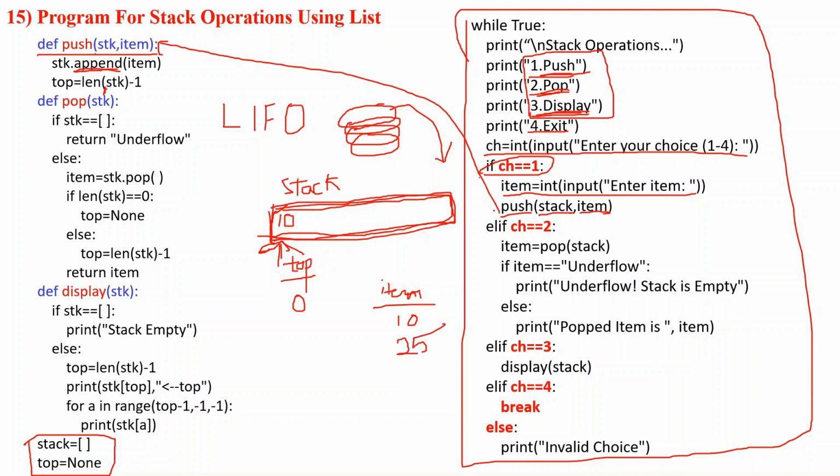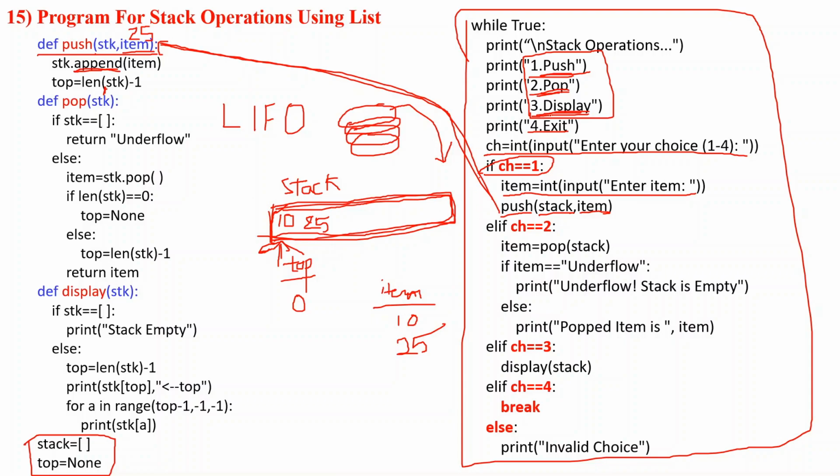It will go to this stack function with the value, how much value? 25. Stack dot append item. Append means it will insert at the end. That means it is going to insert at the end the value of stack as 25. Now two elements are there.